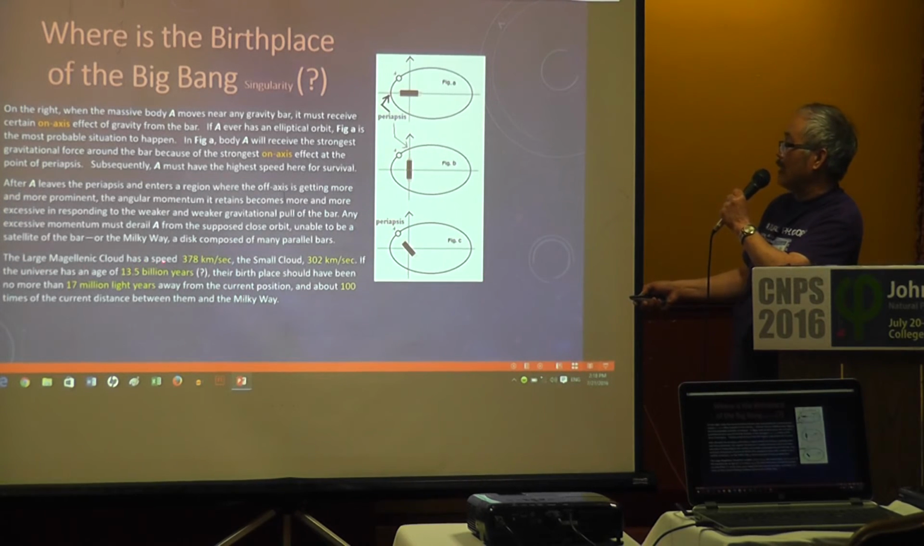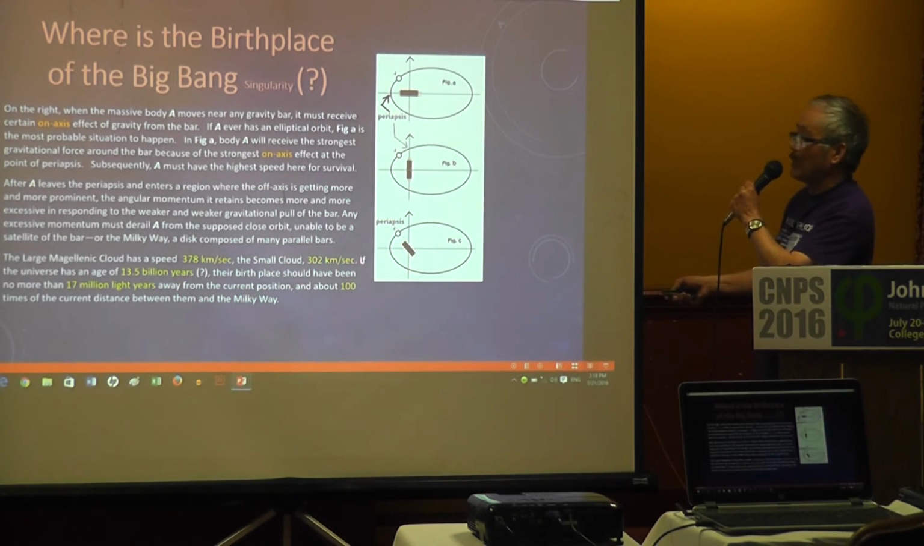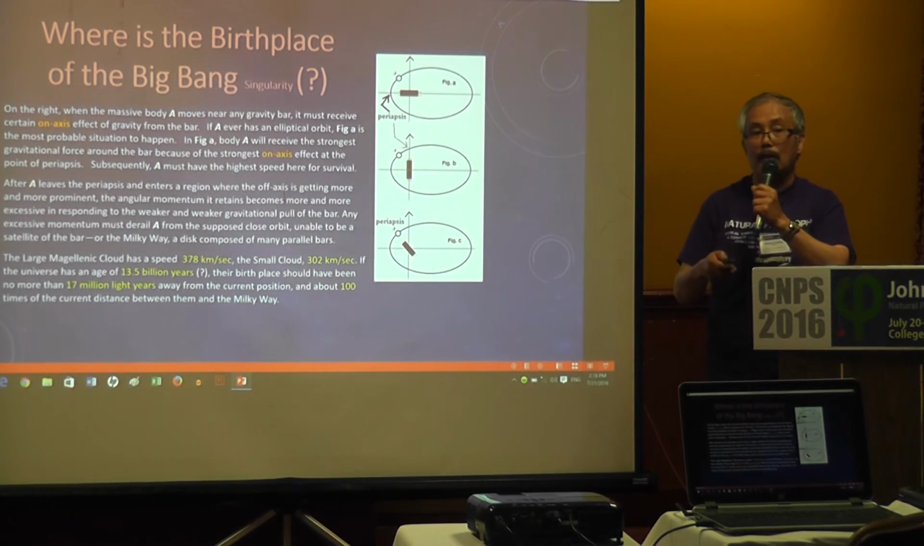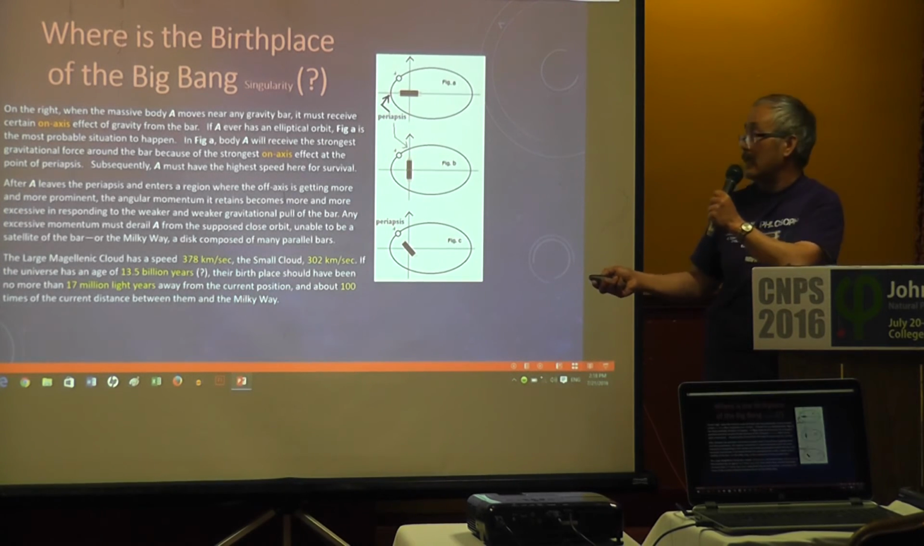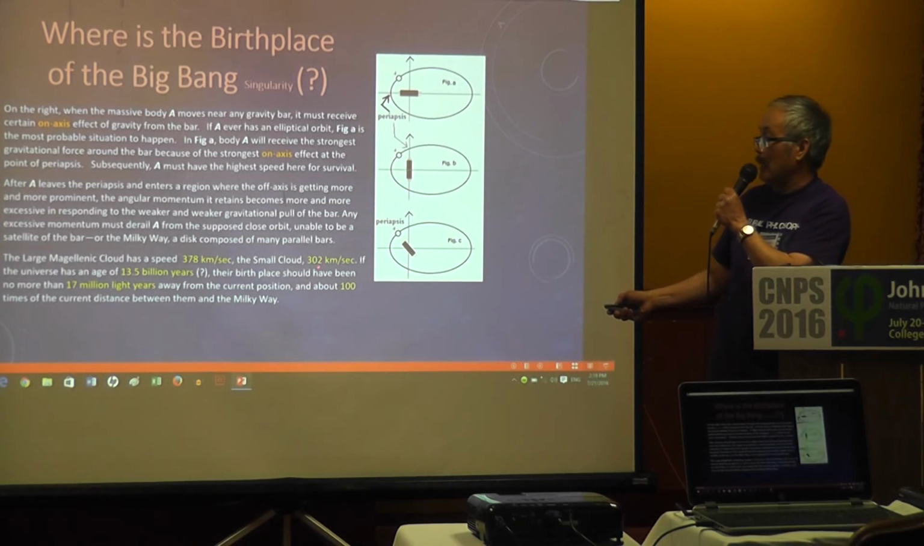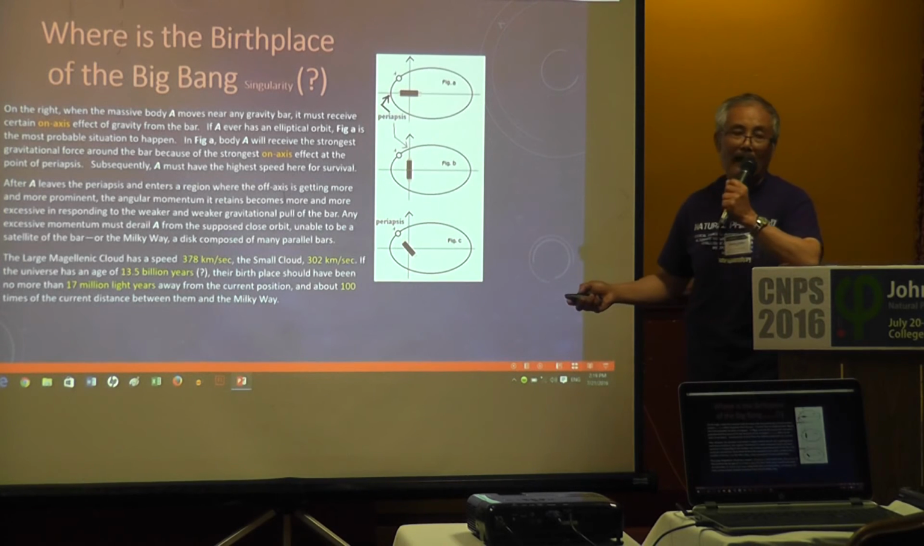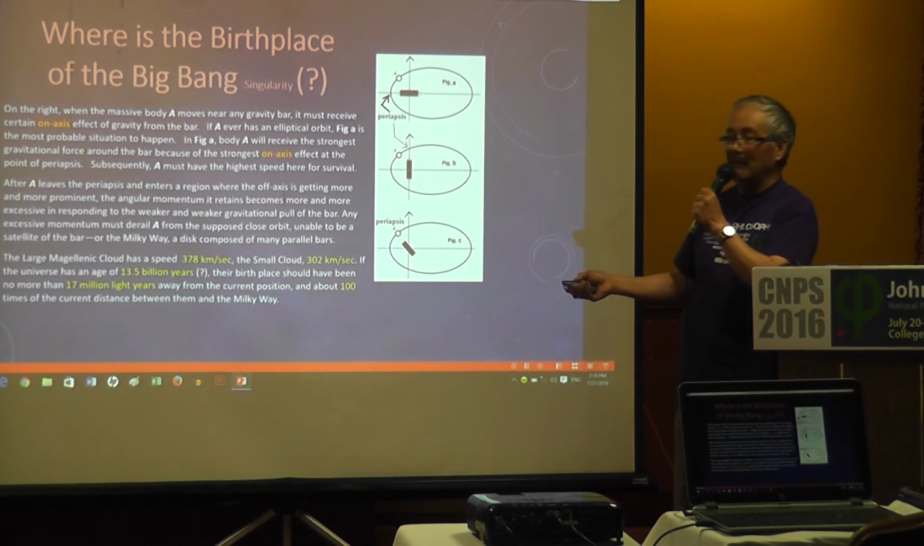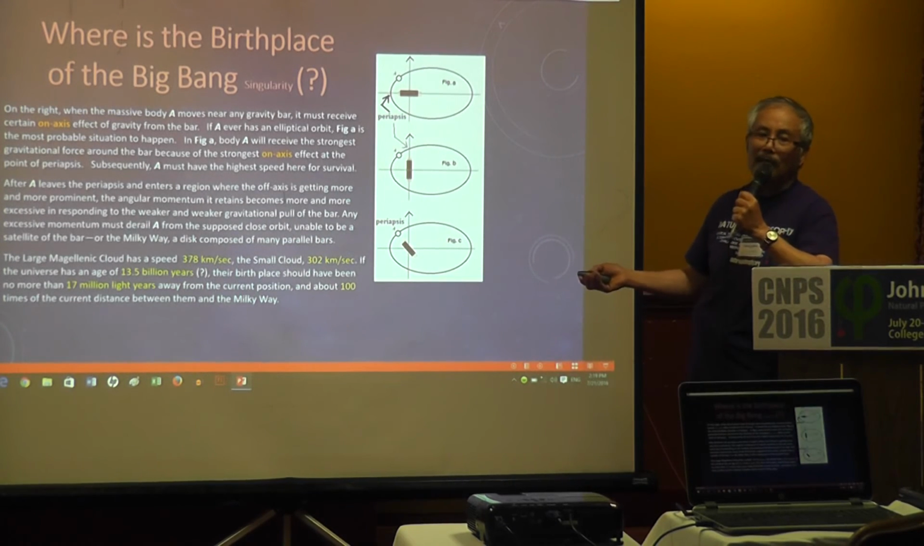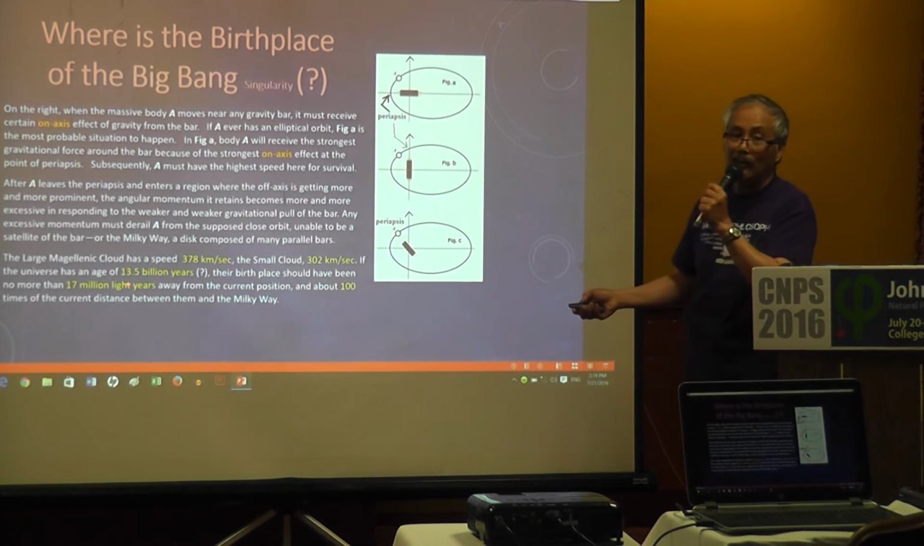The Large Magellanic Cloud has a speed of 378 kilometers per second, and the Small Cloud has 302 kilometers per second. If what the Big Bang says is true, the universe is 13.5 billion years old. With this speed, we can trace back the birthplace of the Magellanic Cloud to this distance away from the Milky Way. Could this distance be the birthplace of the Magellanic Cloud? Or if we were creatures living in the Magellanic Cloud, can we say that the birthplace of the Milky Way is 17 billion light years away from the Magellanic Cloud?